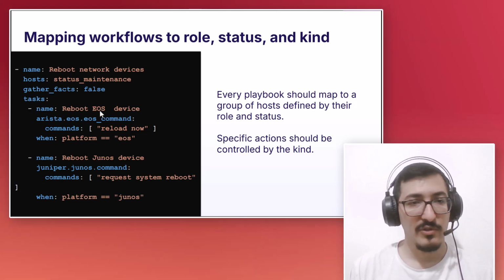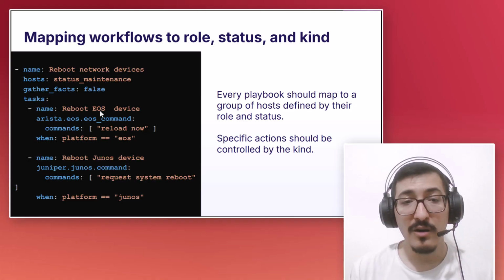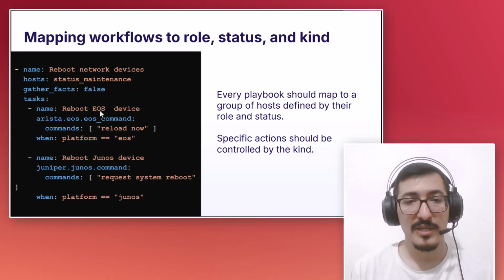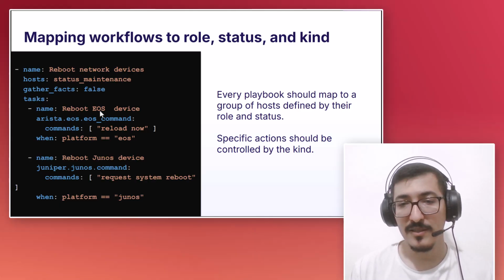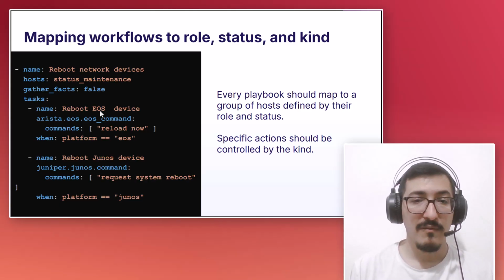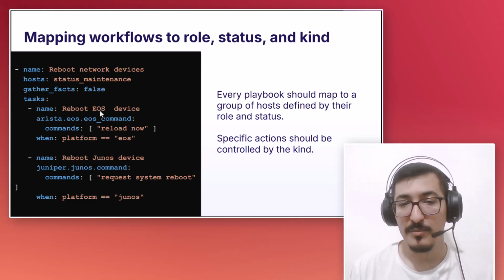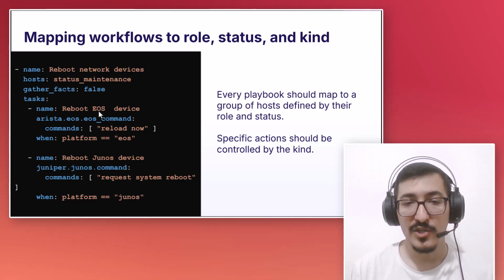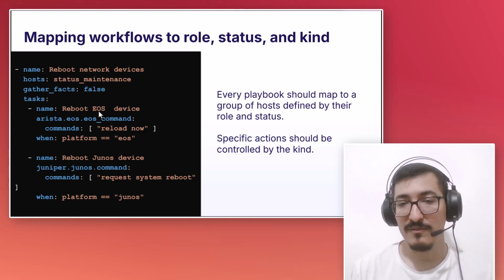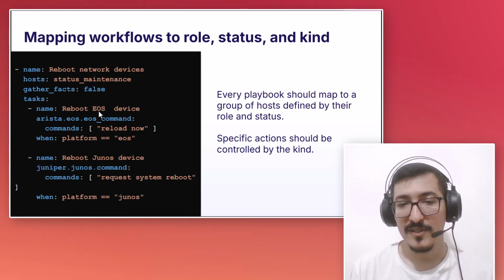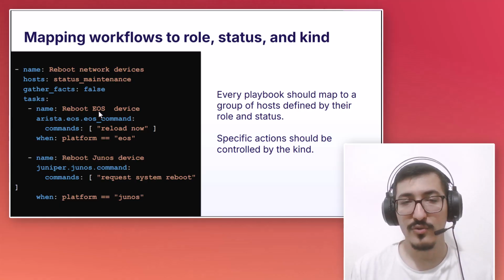So, there is a question, why is this design powerful? Here are the key benefits. Your operational teams think in terms of roles and statuses, not vendors. When the maintenance window begins, you don't ask which Juniper routers need rebooting. You ask which devices are under maintenance right now. Then the playbook runs logic based on the kind, for example, the vendor-specific implementation. This is how NetDevOps eliminates snowflake operations and ensures consistency.